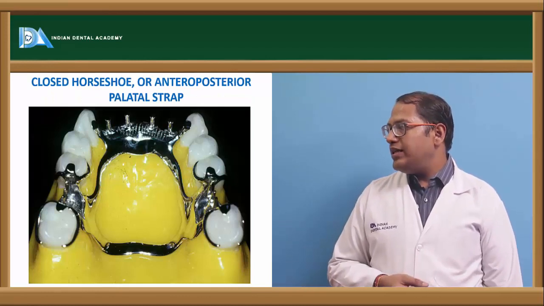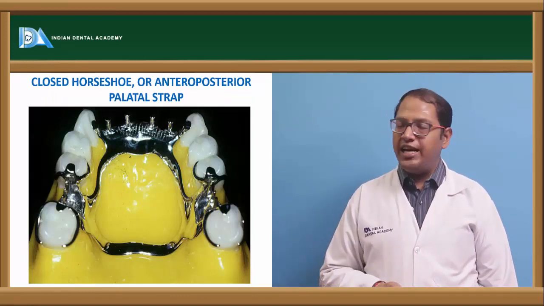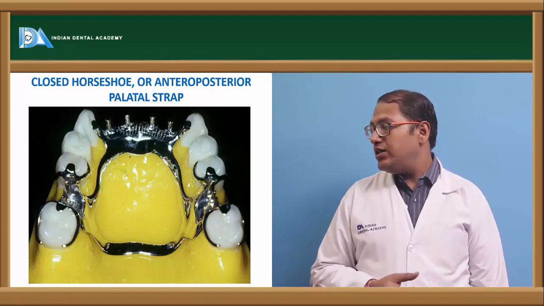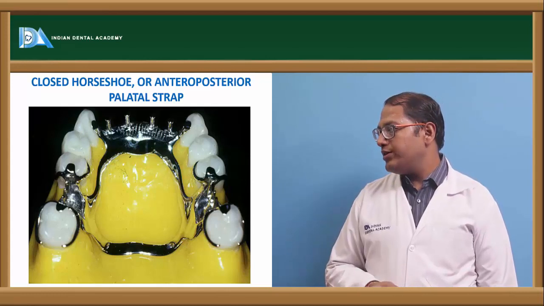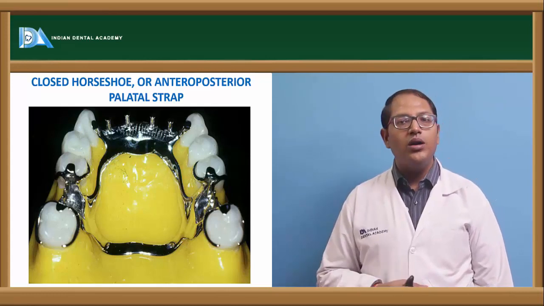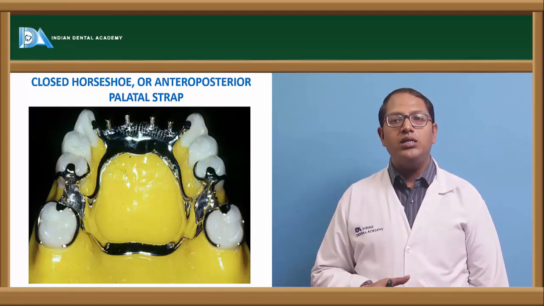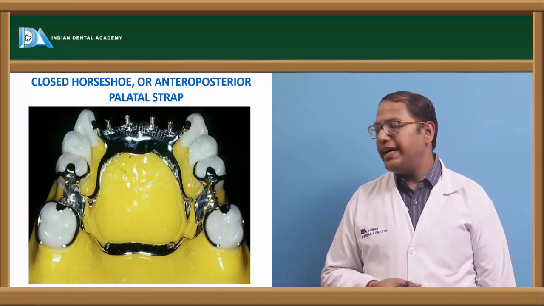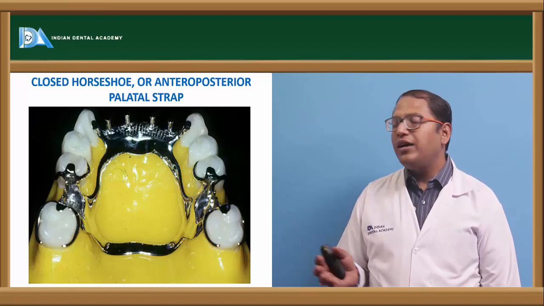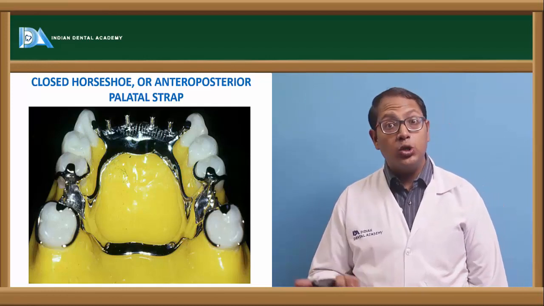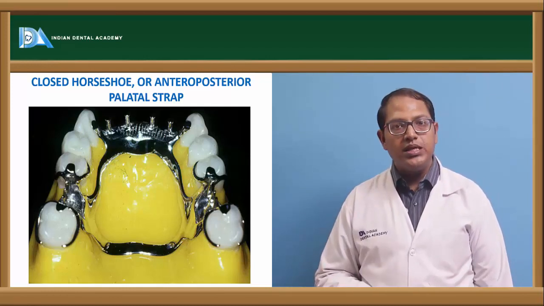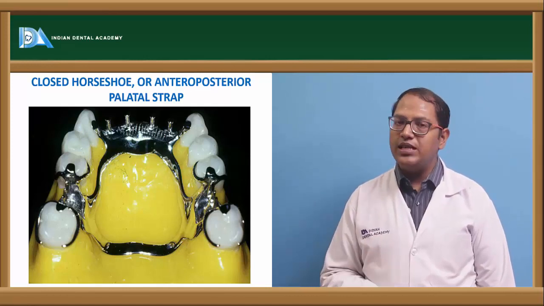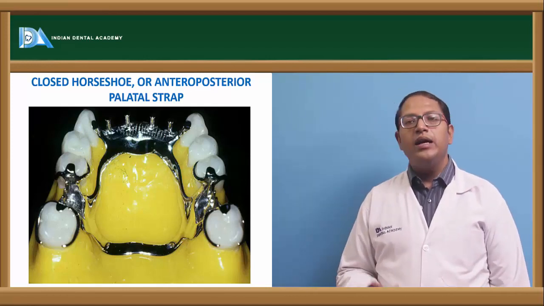Coming to the next one, that is a closed horseshoe shape or an anterior-posterior palatal strap. Now structurally it seems very strong. You can see the structure is very strong in these cases, and also it can be used in most of the maxillary partial dentures. The reason is we are not covering the entire palate. Number one, if there is a tori, these are the best ones to use for the anterior replacement as well as some posterior replacement. That is class 4 with some modifications, we can use this.